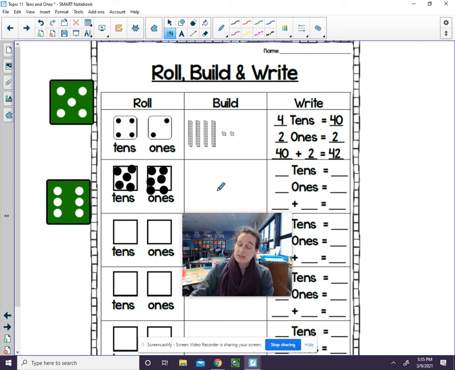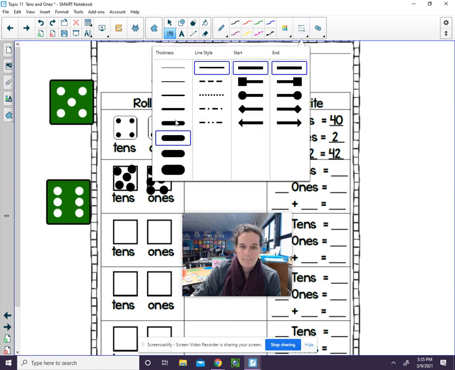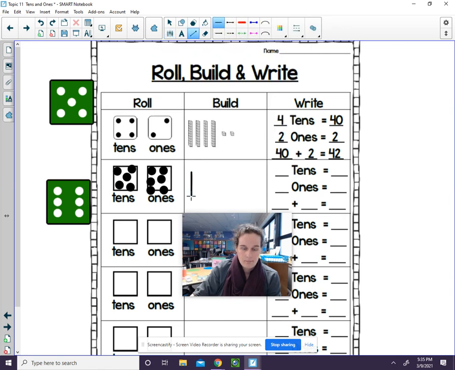Now I need to build it. Now you can build it with your pieces you have at home in that bag. You could also draw it like we've practiced. So let's go ahead. I'm going to draw it. So five tens, because that's what this shows, five tens. One, two, three, four, five, and six ones. One, two, three, four, five, six.